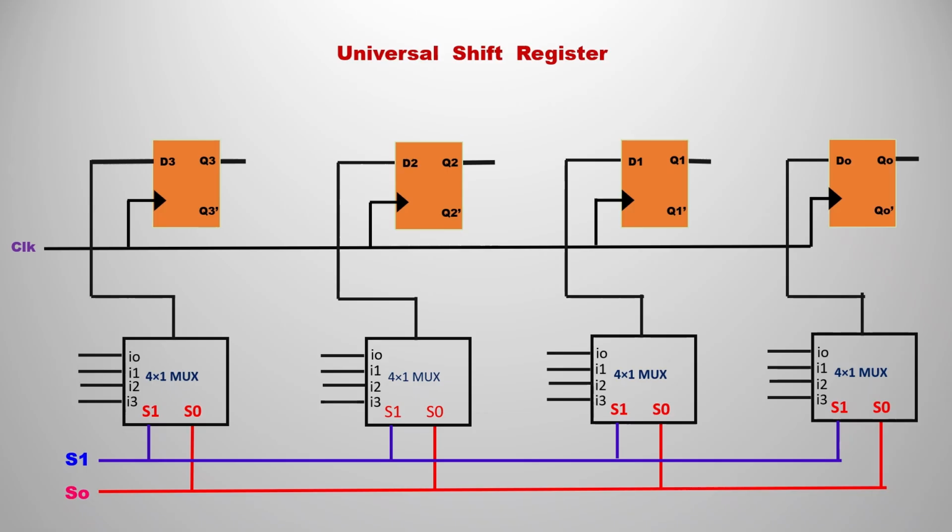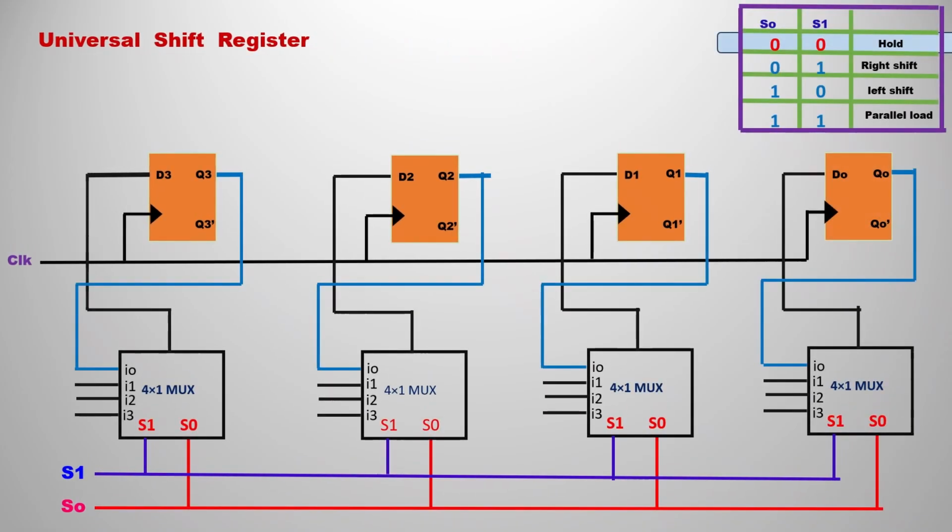Next, the output. The output is directly connected to each flip-flop's input. So the first flip-flop's D3 input should be directly connected with the 4x1 multiplexer output. Like that you have to connect all four multiplexer outputs to the four flip-flop inputs. The remaining thing left uncovered in the 4x1 multiplexer is I0, I1, I2, I3, that is, the inputs. Now we are going to connect the inputs also, and that becomes our whole universal shift register.